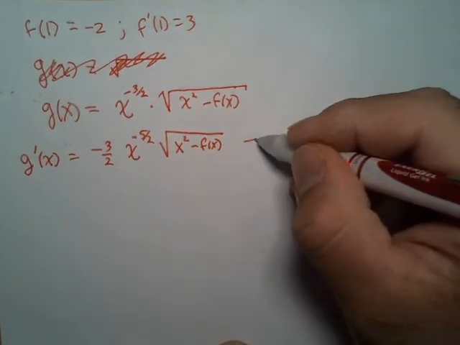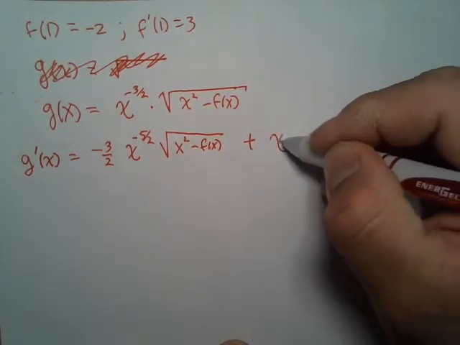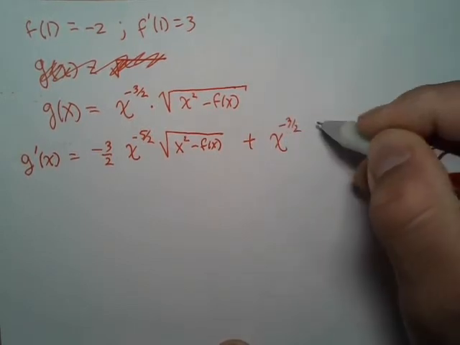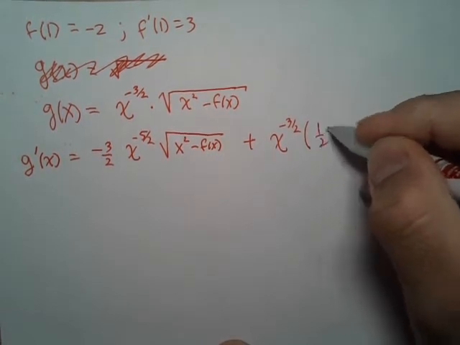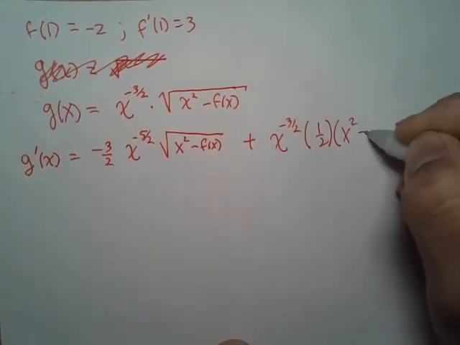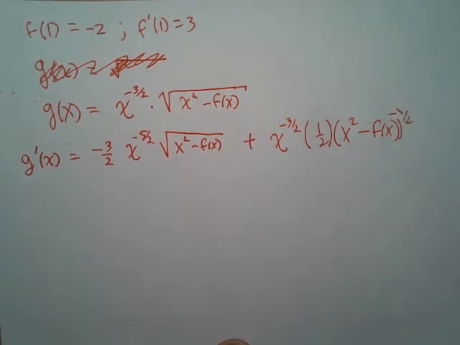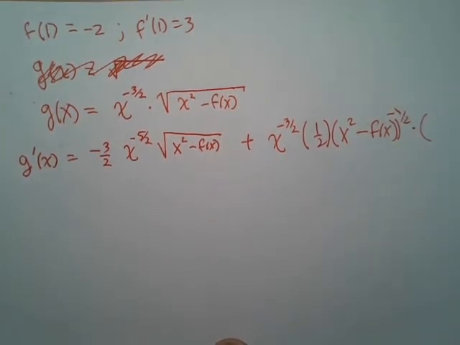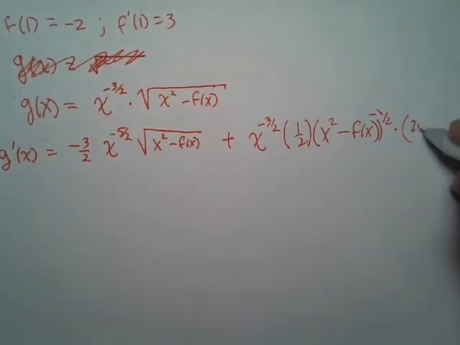All right, plus, now leave that first function alone. And then take the derivative of this, right? Square root, right, to the 1/2, power rule. -1/2. Power rule combined with the chain rule. Don't forget to take the derivative of the inside. 2x minus f prime of x.